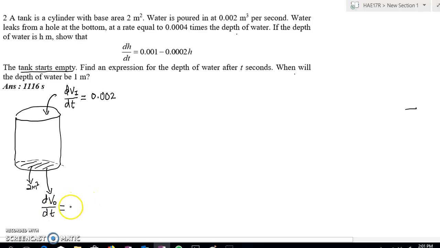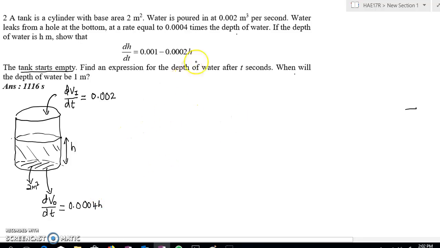You're given that it is 0.0004 times the depth. So let's call the depth h. Anyway, it's labeled as h already. So let's say this is the water level. This is h. So that's the water level.